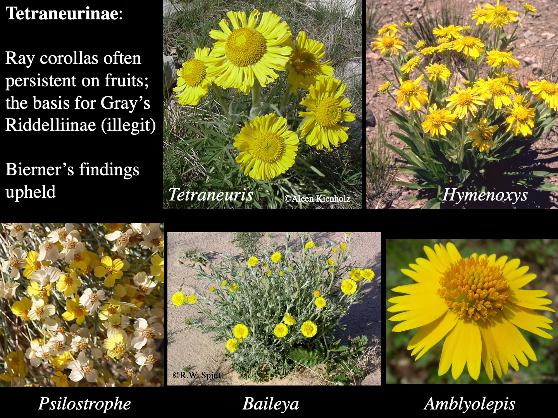Tetraneurinae is a relatively diverse subtribe of the Helenieae, and these are often called paper flowers because the ray corollas are often persistent and dry out, becoming papery, like you can see in Psilostrophe down in the lower left. And Mark Bierner has done a lot of work on the relationships within this group, and his findings were upheld by work that we did as well. Tetraneurus and Hymenoxys are particularly diverse groups, and these are quite diverse in the desert southwest.